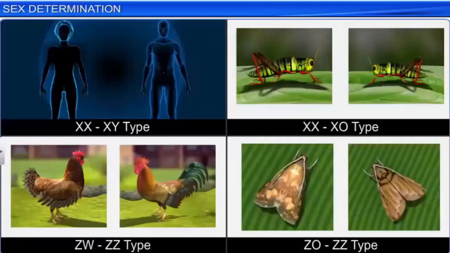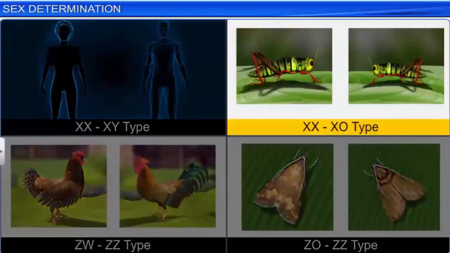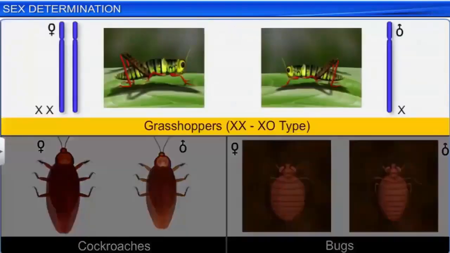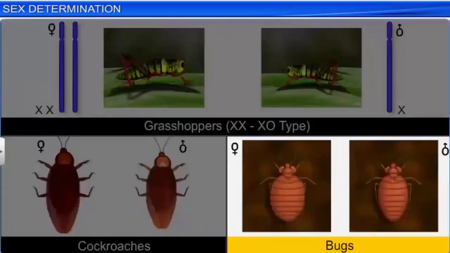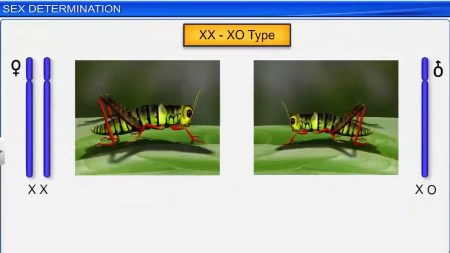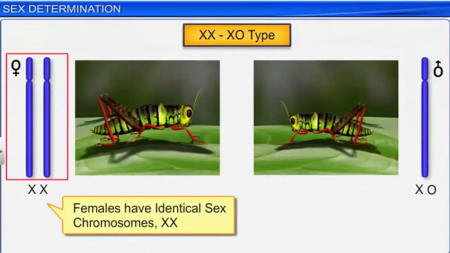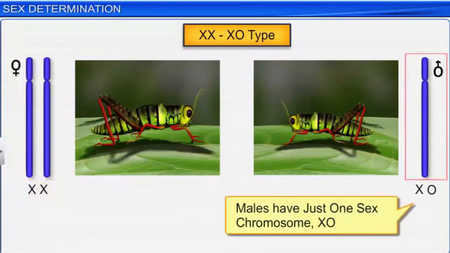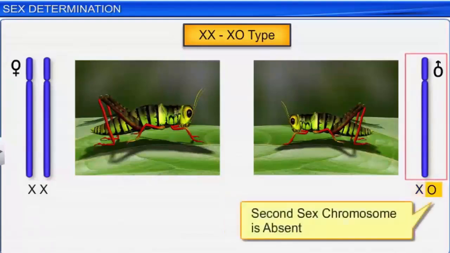Another mechanism of sex determination is the XX-XO type, which is applicable to several insects such as grasshoppers, cockroaches, and bugs. In this type of sex determination, females have two identical homologous sex chromosomes designated as XX, while the males have just one sex chromosome designated as XO. Here, the O denotes the absence of a second sex chromosome.